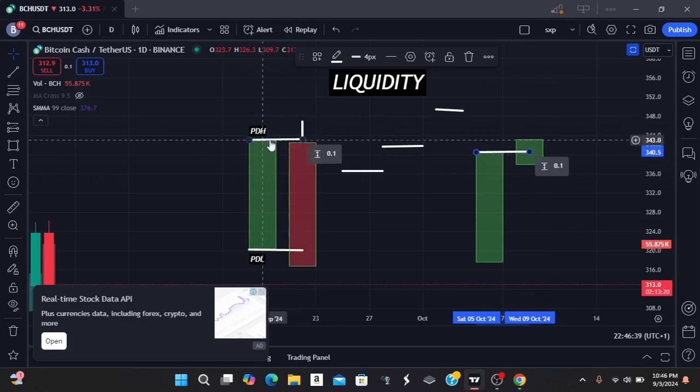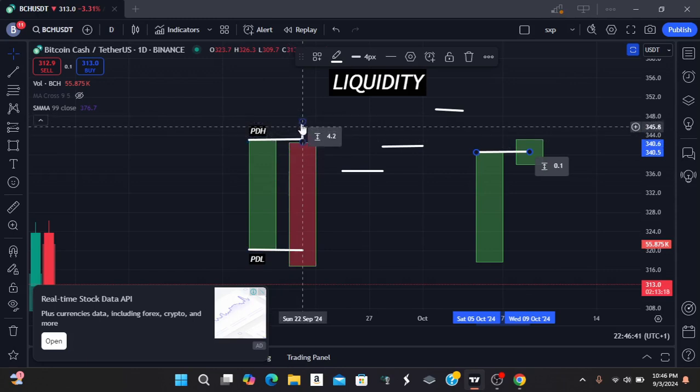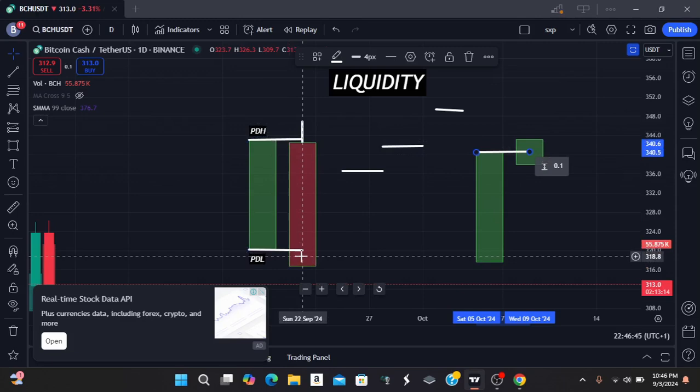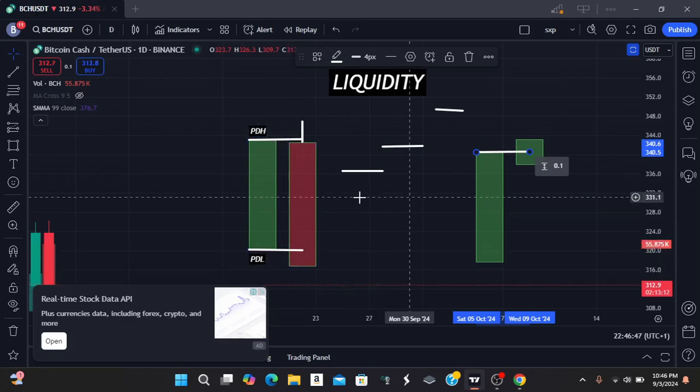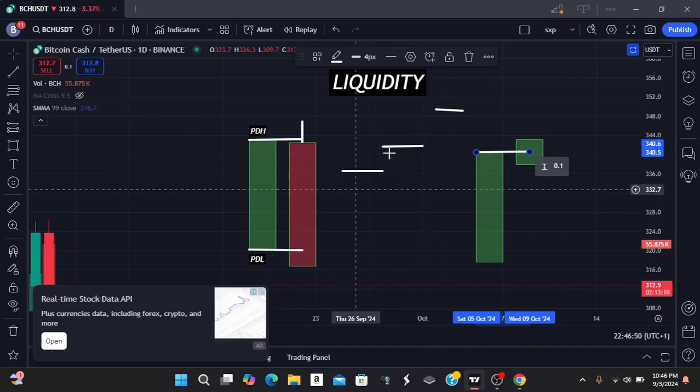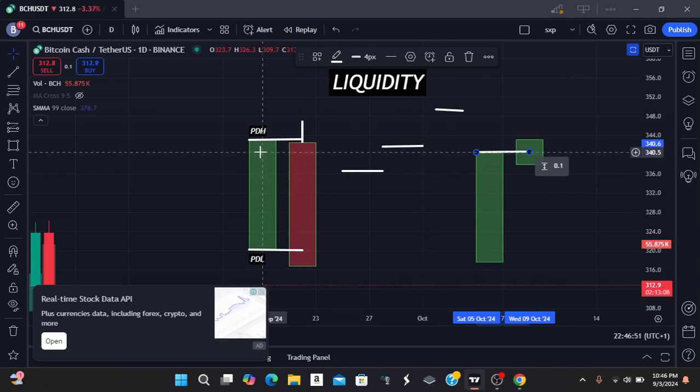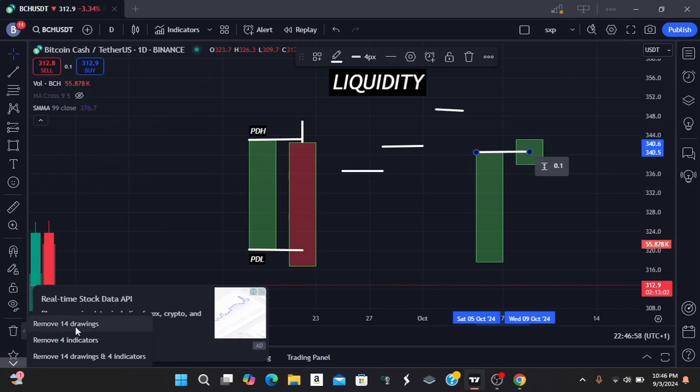All right, so once the liquidity is swept, the previous day high is swept, then we begin to target the liquidity at the previous day low. So this is basically something you'll be seeing in the market on a regular basis. So we'll be looking at live charts to go more into detail about what I just explained. So let me delete this.